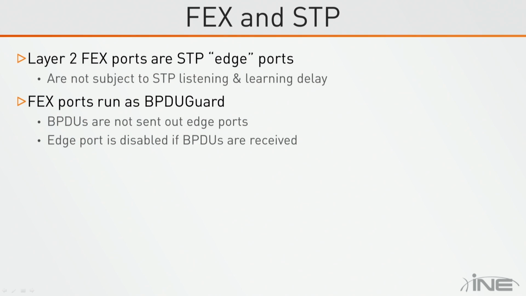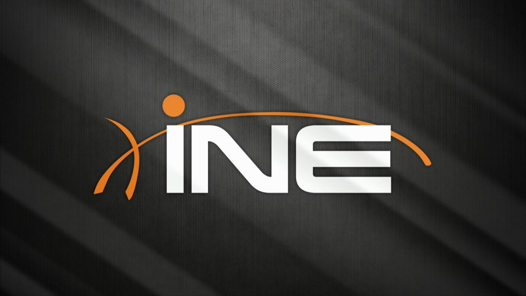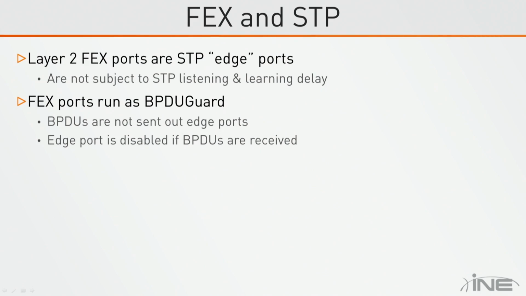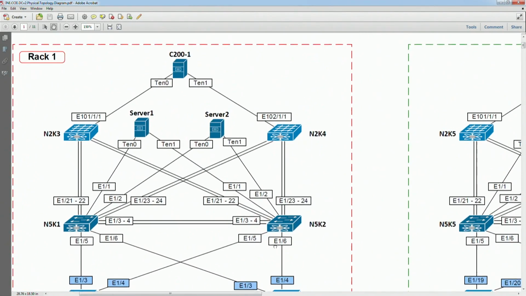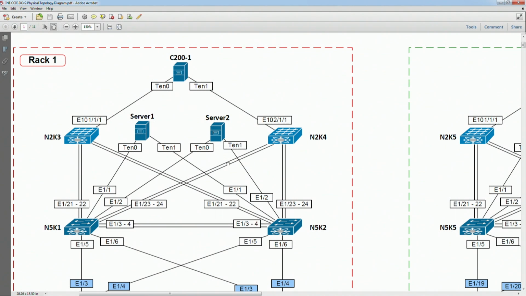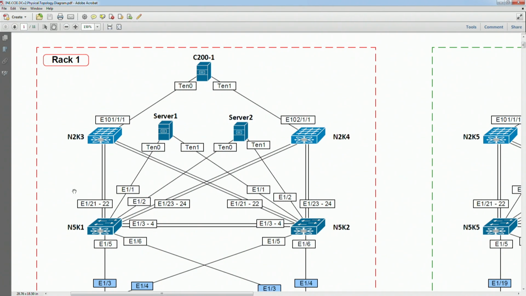Okay, so next let's talk about what we're going to be doing here in our particular topology. If we take a look at the overall physical diagram, we're going to be working on rack 1 here. We have two different extenders that are attached to a UCS C server. For each of the extenders, we have two links that are going to the parent switches. We have ports 21 and 22 on 5K1. We have ports 21 and 22 the other way. Then we have 23 and 24.